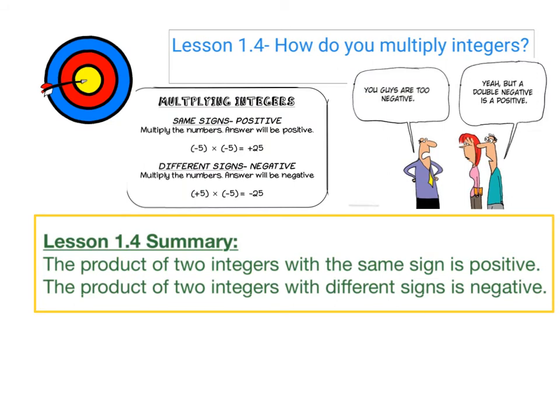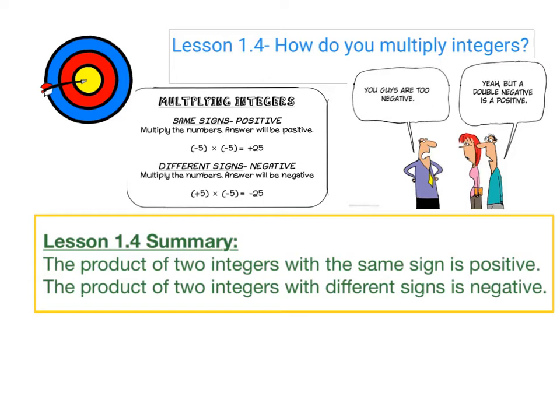All right, so going back to our lesson, essential question: how do you multiply integers? We're going to write this lesson 1.4 summary if you haven't already. The product of two integers with the same sign is positive. The product of two integers with different signs is negative. So same signs, answer is positive. Different signs, the answer is negative.